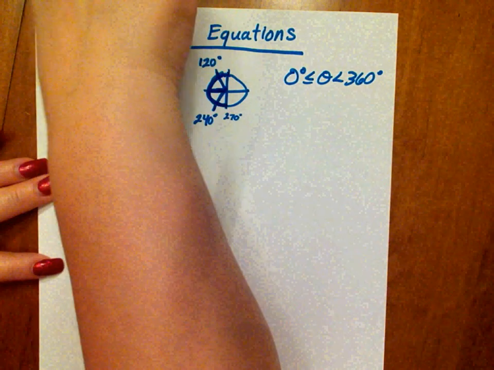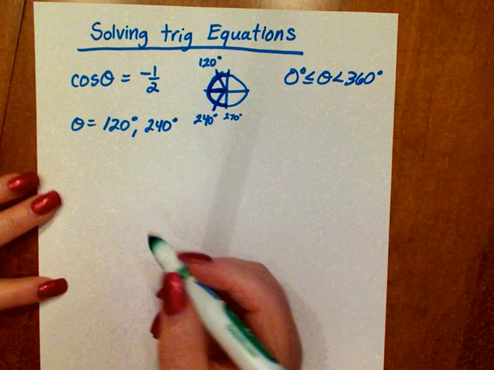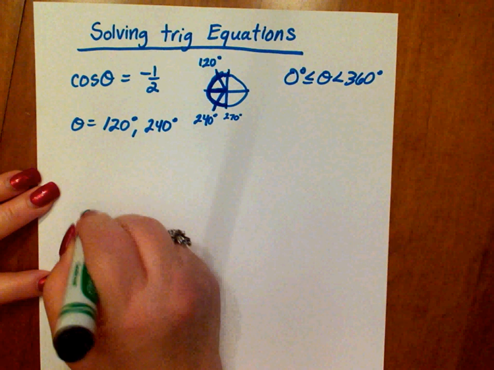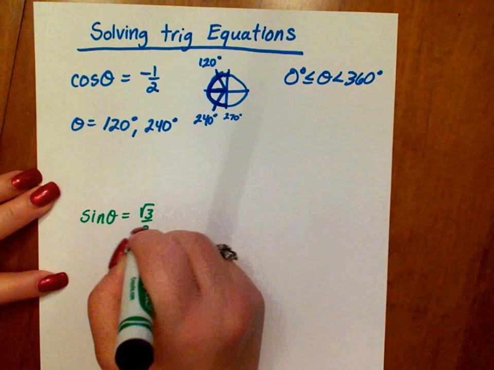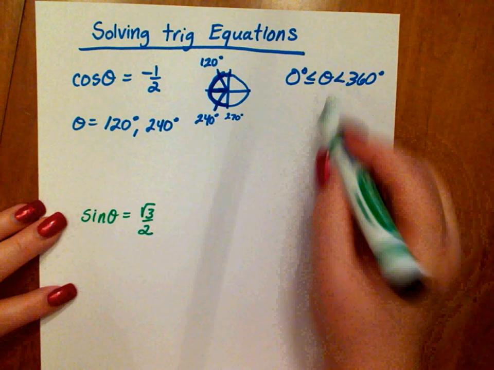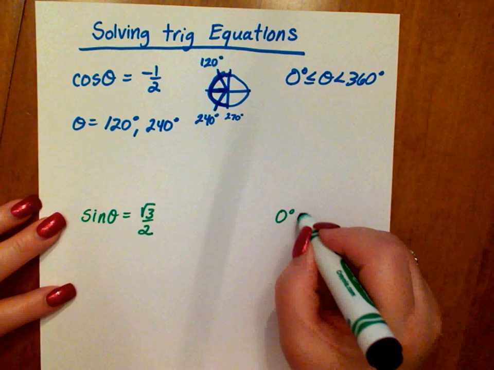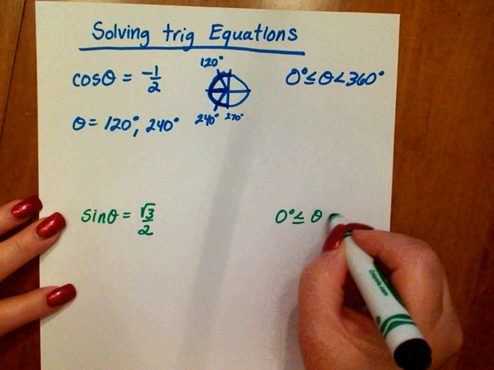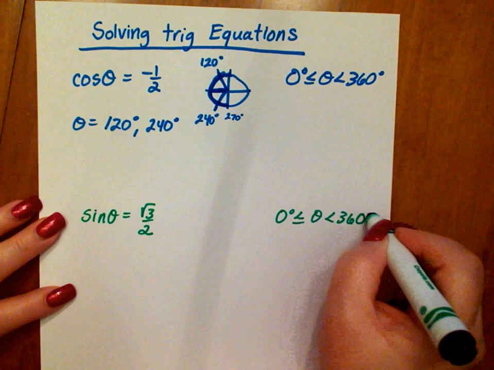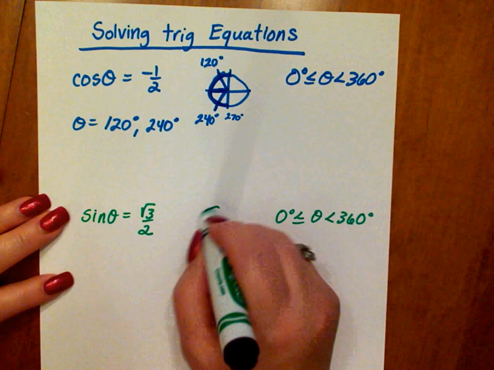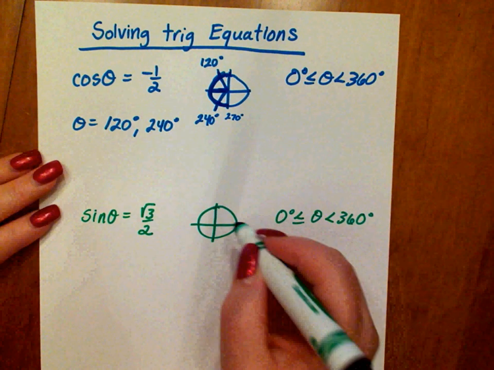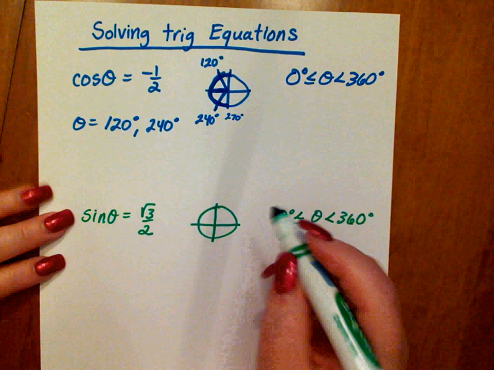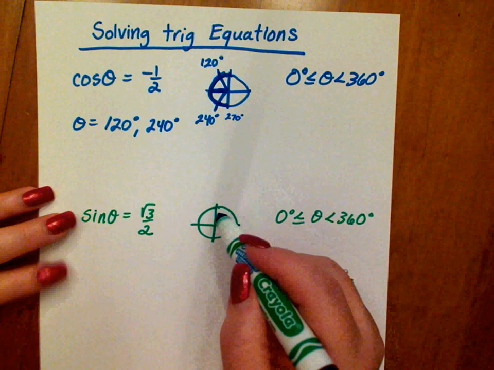So let's say we do another one where they ask us, suppose they say, where is sine of theta equal to positive square root of 3 over 2? And the same thing as before, as in 0 degrees is less than or equal to theta is less than 360 degrees. So to solve the problem, once again, I don't do the entire unit circle, but I just do a little circle to help me kind of refer to it.